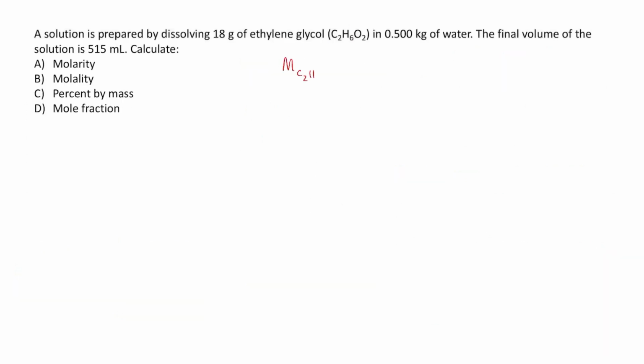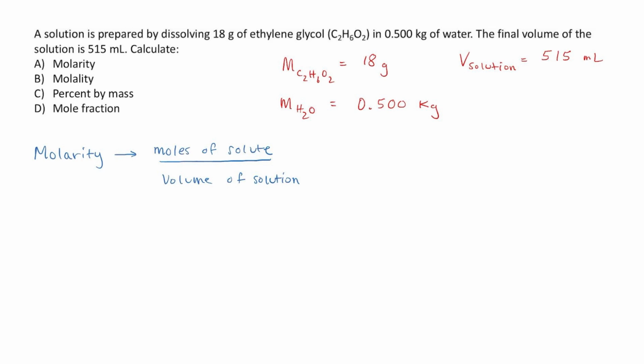Alright, so in this question, we want to prepare a solution by dissolving 18 grams of ethylene glycol in 0.5 kilograms of water. The final volume of the solution is 515 milliliters, and we want to calculate the molarity, the molality, the percent by mass, and the mole fraction. Let's start with molarity. Molarity is the number of moles of solute divided by the volume of the solution. And remember, molarity has units of moles per liter.